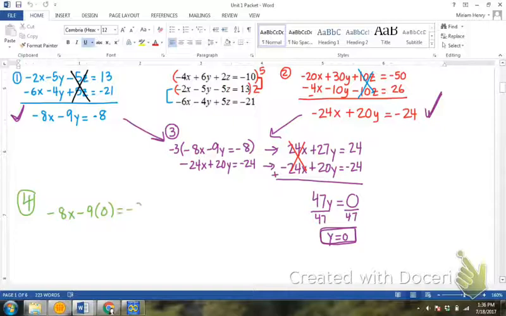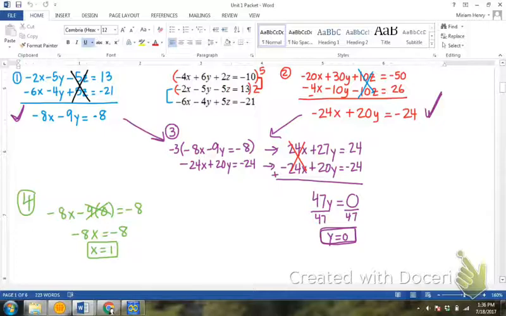Here's the thing though, no matter which one we pick, it's going to be the same answer. That's why it doesn't matter which one, step 1 or step 2, that you plug the y value back into. So negative 9 and 0 just make 0. So I have negative 8x equals negative 8. Divide by negative 8 and x is 1.